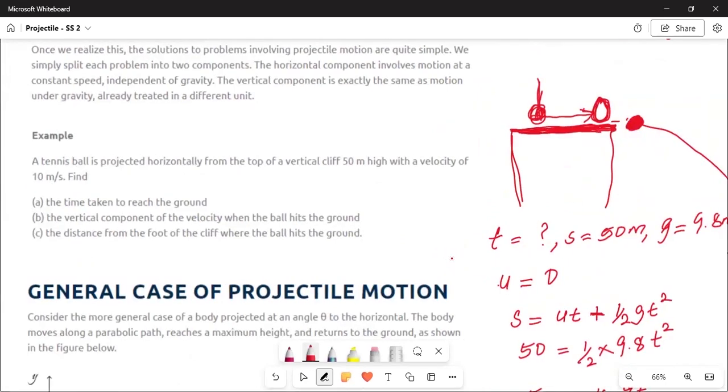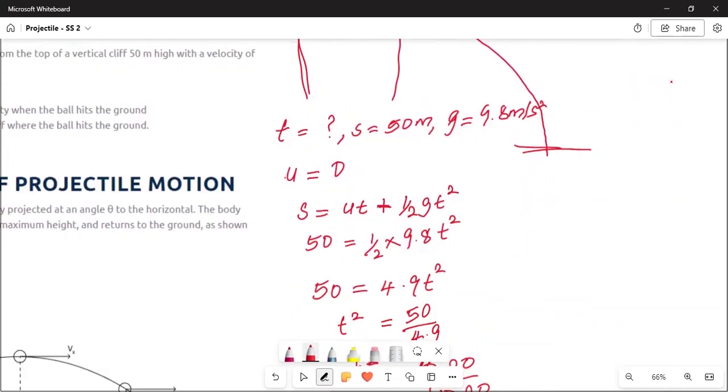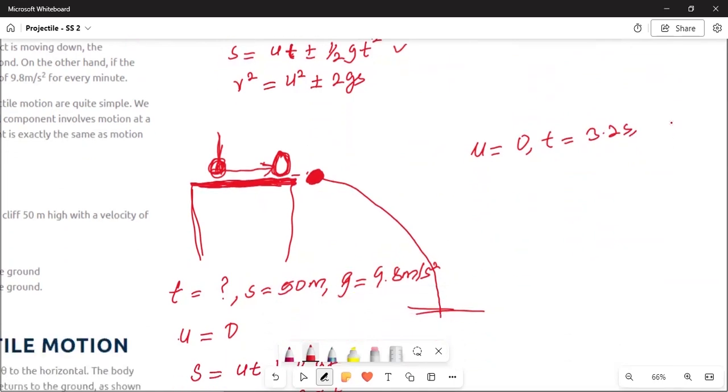Then question B says: find the vertical component of the velocity when the ball hits the ground. Again, the vertical component of the velocity when the ball hits the ground is independent of the initial velocity of projection, because we are assuming that this ball falls from a height. And when something falls from a height, initial velocity is zero. The time taken for the ball to fall to the ground, we just calculated to be 3.2 seconds. Then it's under the influence of gravity.